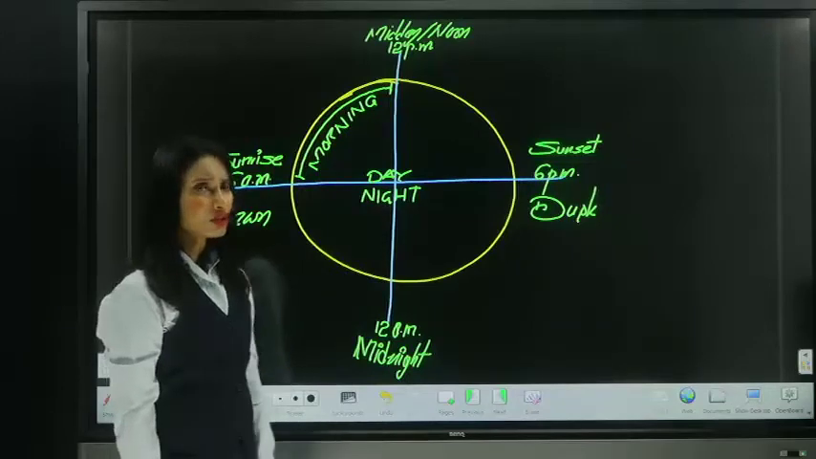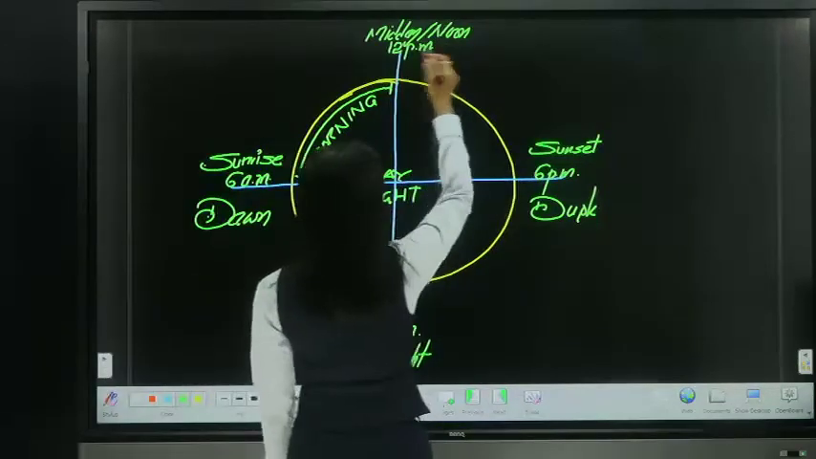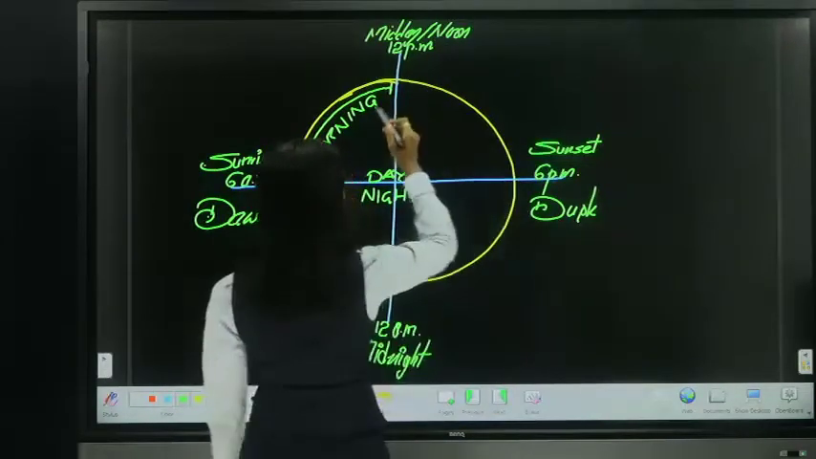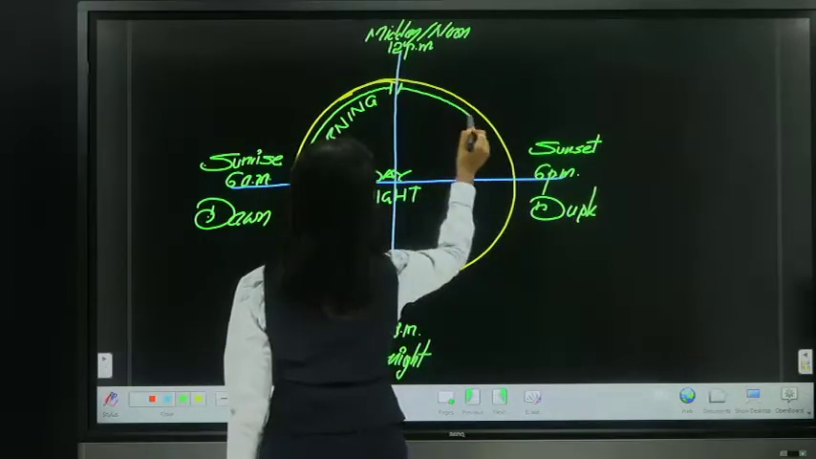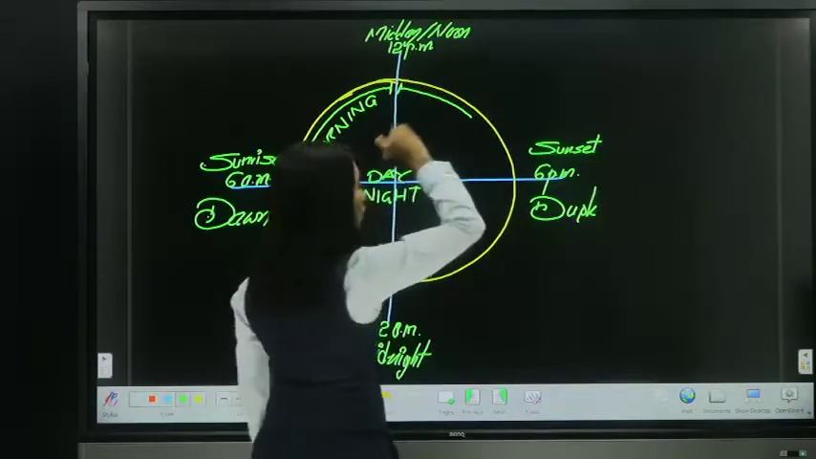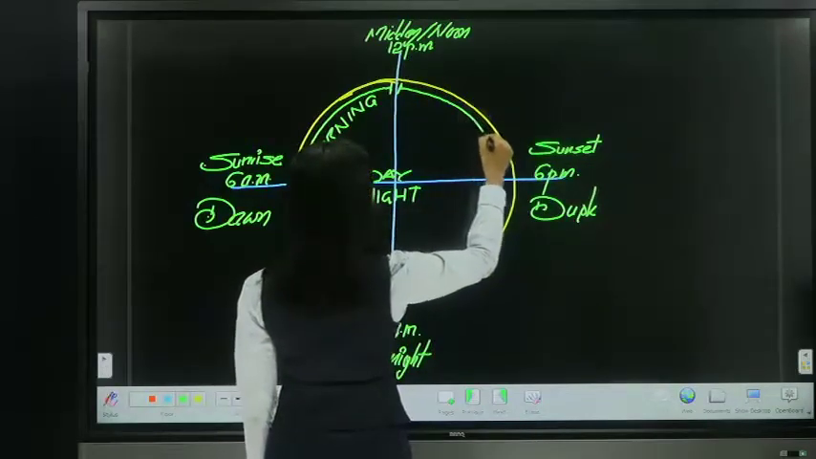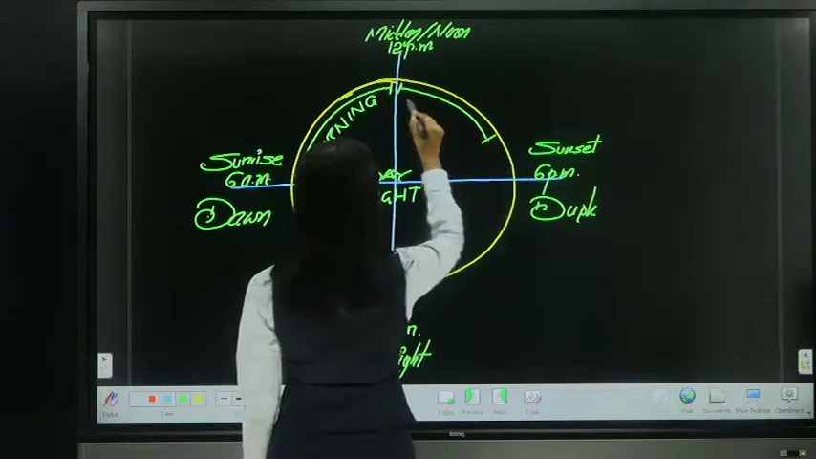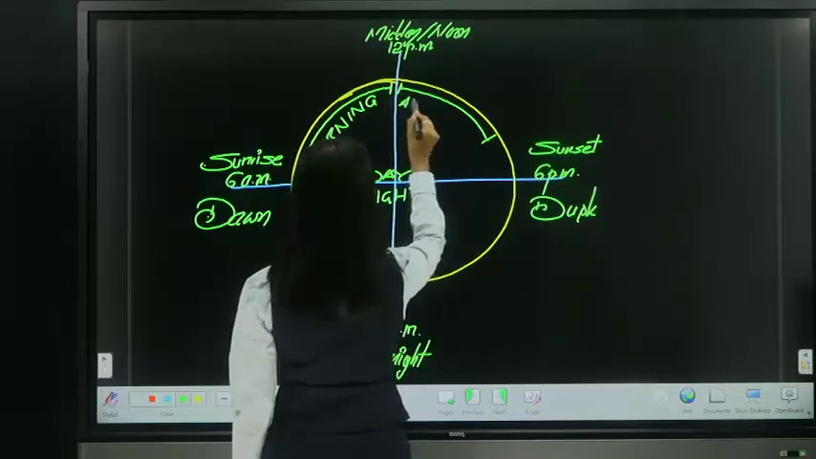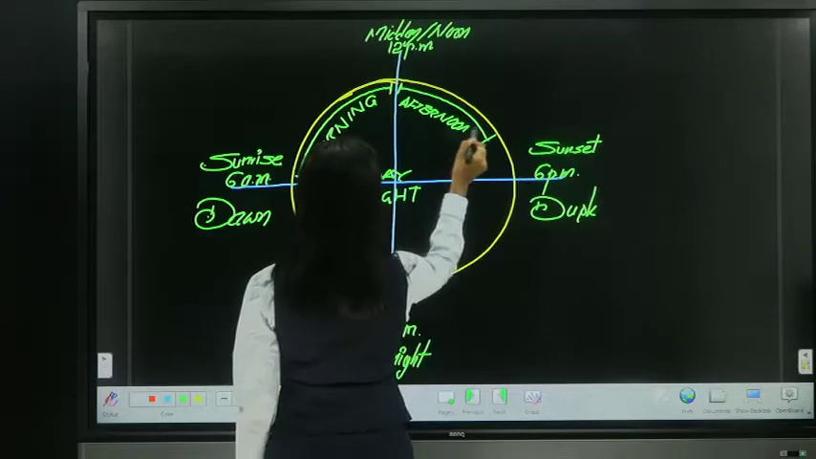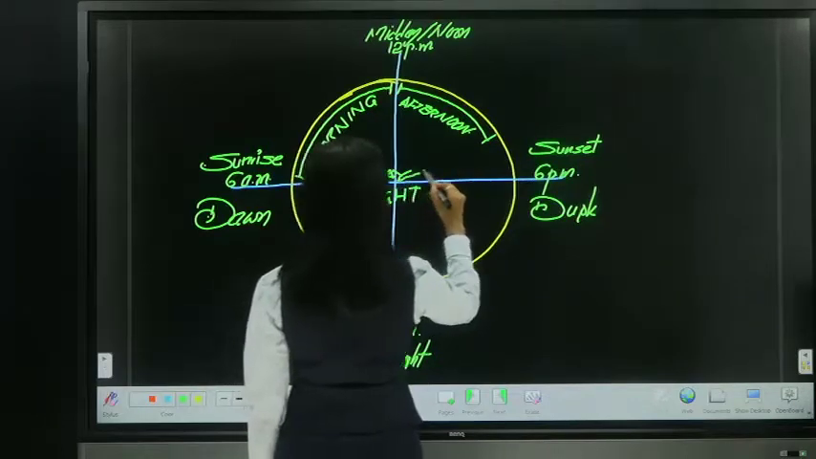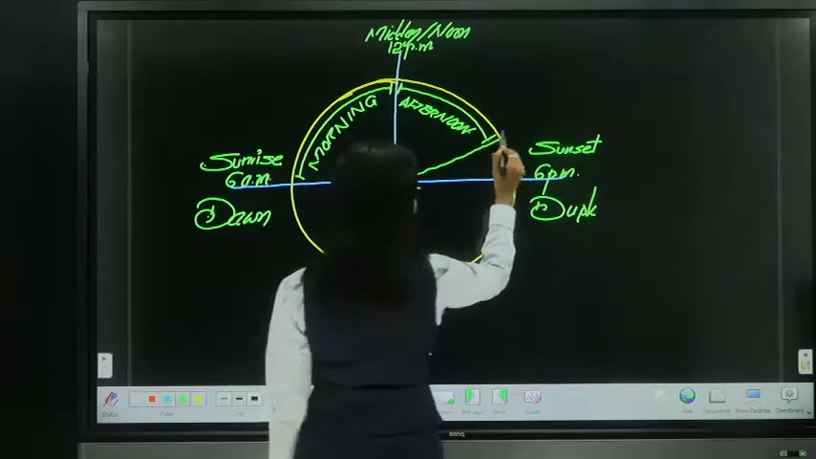Now what is afternoon? Afternoon is generally from 12 p.m. to 4 p.m. That is 12 p.m. to 4 p.m. is called afternoon, generally speaking.